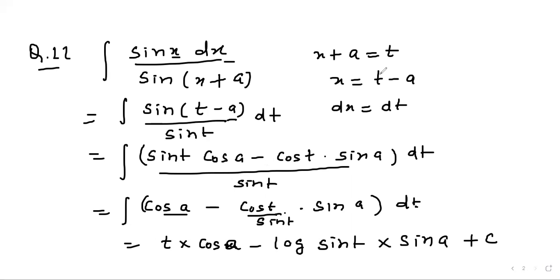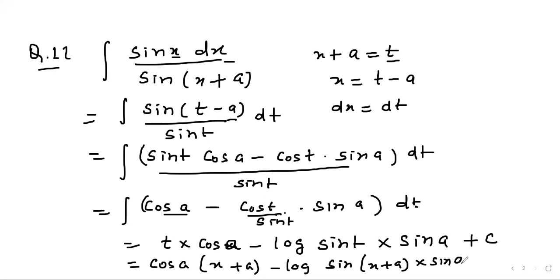But here we have to put the value of t also. So we can say cos a times t is x plus a, minus log sine, in place of t we write x plus a, times sine a plus c. So this is the required answer.